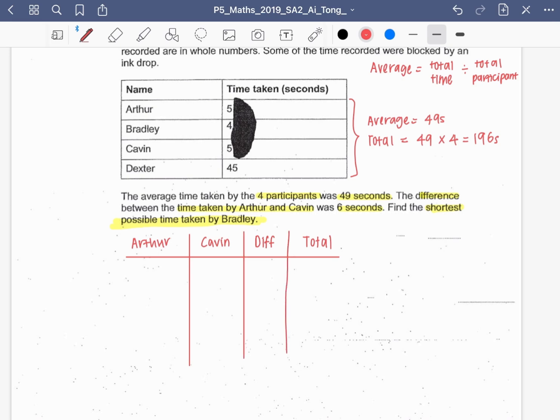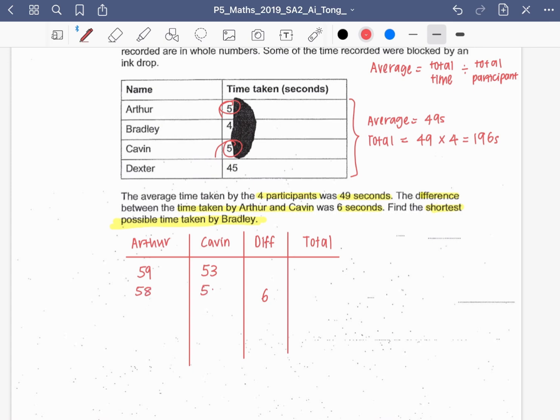Okay. So the difference has to always be 6. Okay. Difference always has to be 6. Now, we know that Arthur starts with 5 and Kevin starts with 5. Right? So both of them start with 5. So equals to 6. I can reduce it.